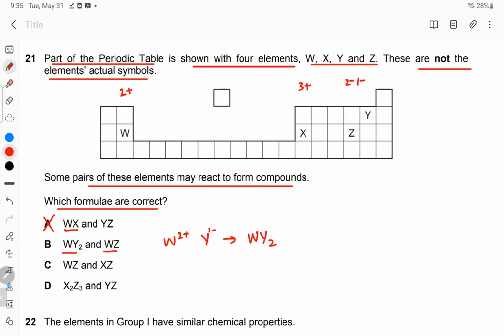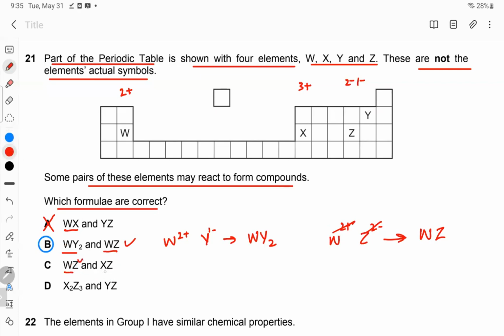Then WZ, because W has a 2 plus charge and Z has a 2 minus charge. So both have the same size of charge, so it will get cancelled and it will be WZ. So B is correct. So B is our correct answer. And then WZ is correct.